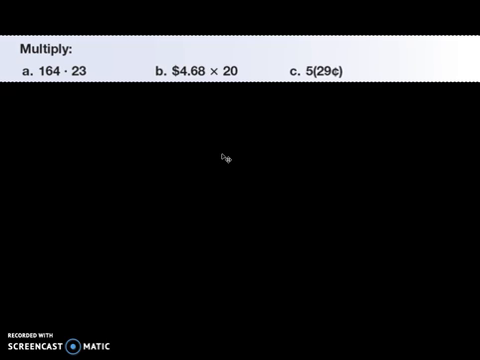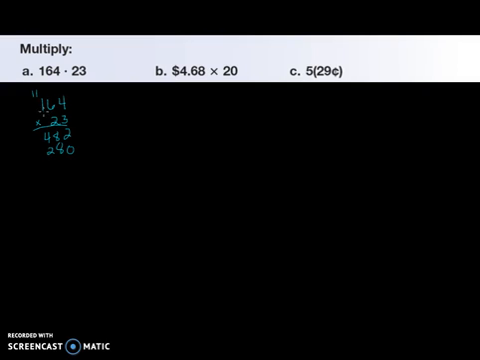Okay, I want you to try to do these 3 problems on your own, and then come back and see how you did. All right, so when we're multiplying, make sure that we do not line up. We don't have to line up decimal places or place values. We take the larger number, 164 times 23, right? 12, 18, 3, 4. Then we come to the second place value, so we put a 0 down here. 2 times 4 is 8.